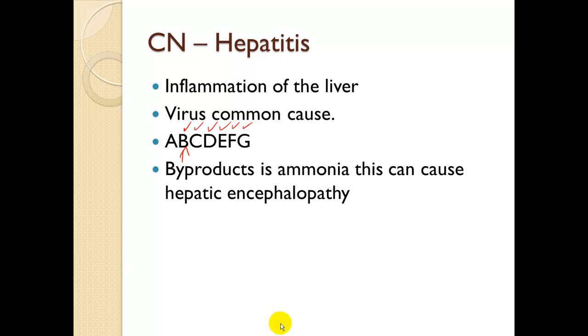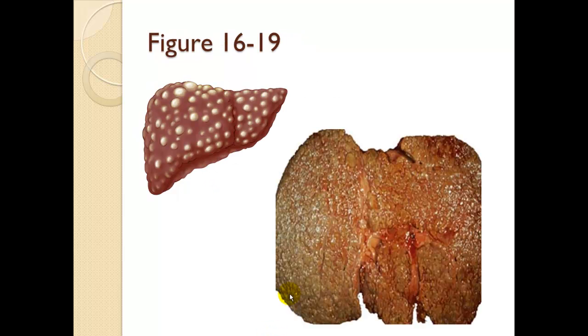Byproducts of an inflamed liver is going to be ammonia, and this can cause hepatic encephalopathy. The encephalopathy is your diseased brain, essentially, is what that means. And it will alter your mentation. This is a liver in the book, figure 1619, that has hepatitis. And I actually found a picture on the internet. This is a real liver with hepatitis. So they look like they have pustules pretty much all over the liver or the organ.